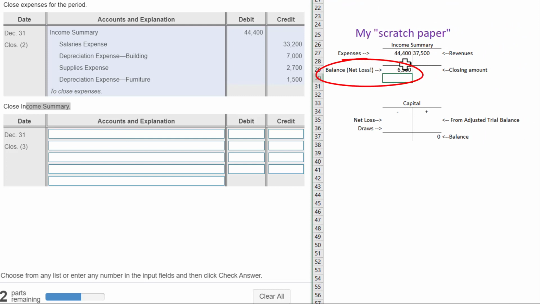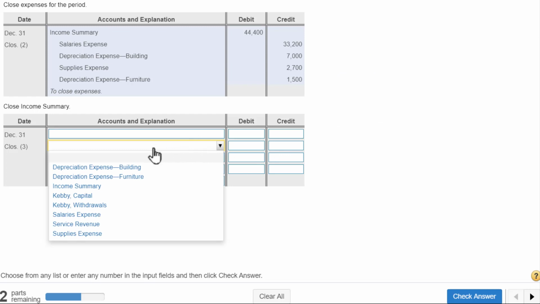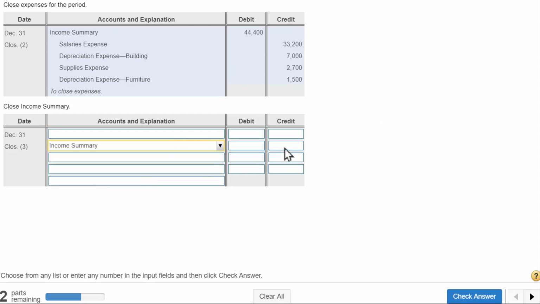So notice the balance is always on the bigger side. The bigger side is the left side, and this is a net loss. So how do I close an account that has a balance on the left side? I'm going to put it on the right side. I'm going to credit income summary. So I'm going to skip the first line because that has to be a debit account.